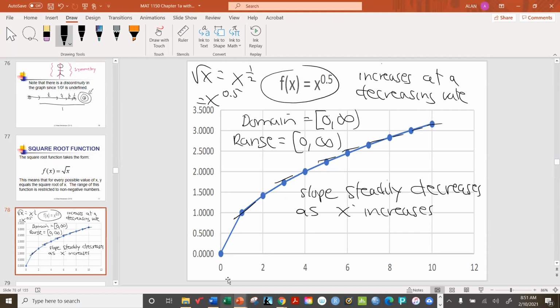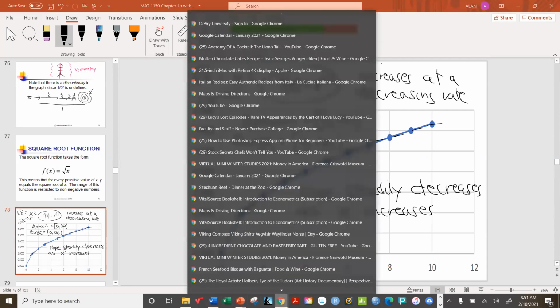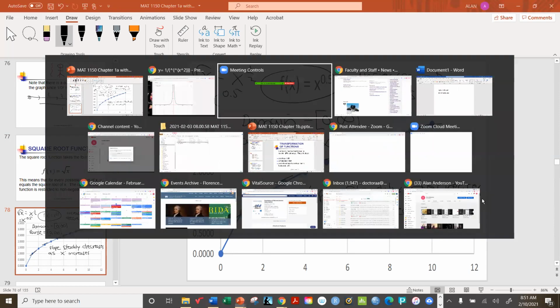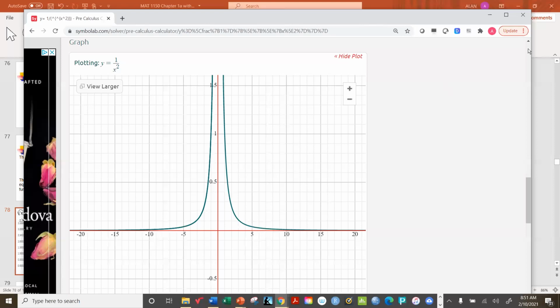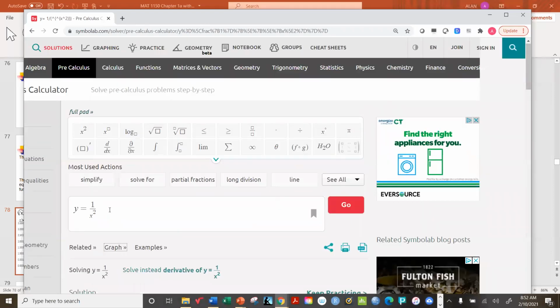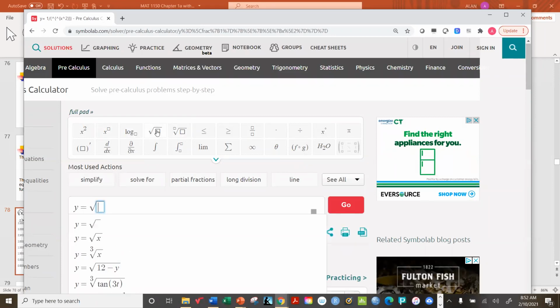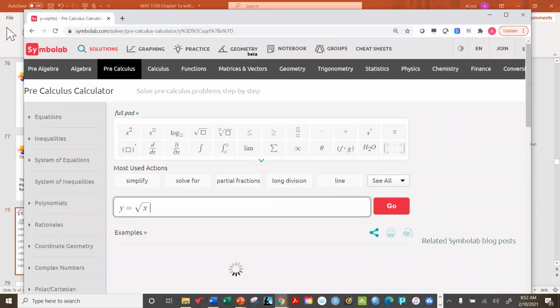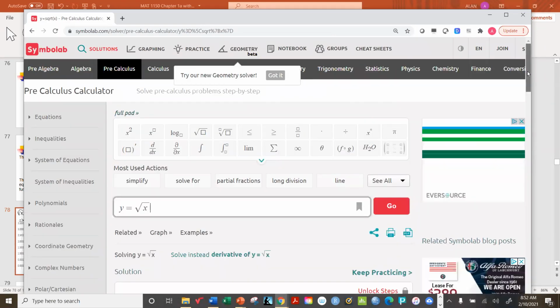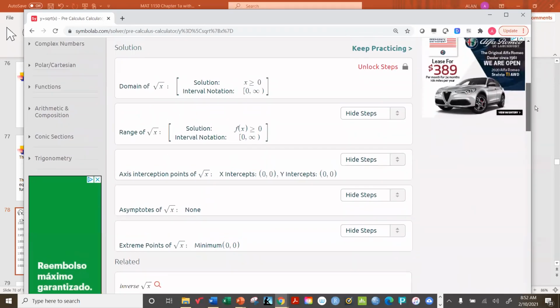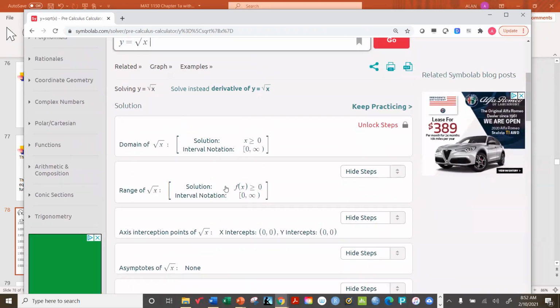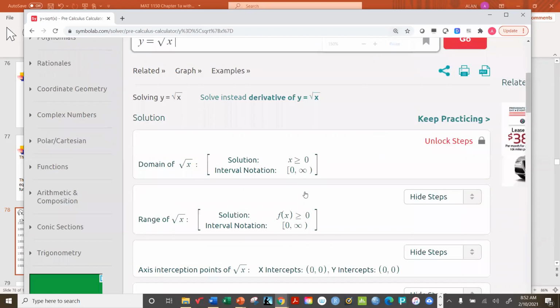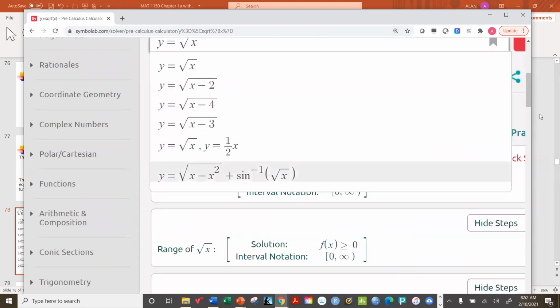So let's go to Symbolab and see a really nice picture of it. Let's see. Where are we? There we go. So let's try something different. Y equals square root of x. They do have a square root symbol here. And you can see that indeed the domain and the range. Now you notice how they use the square brackets. Let me make that bigger. They did use the square brackets.